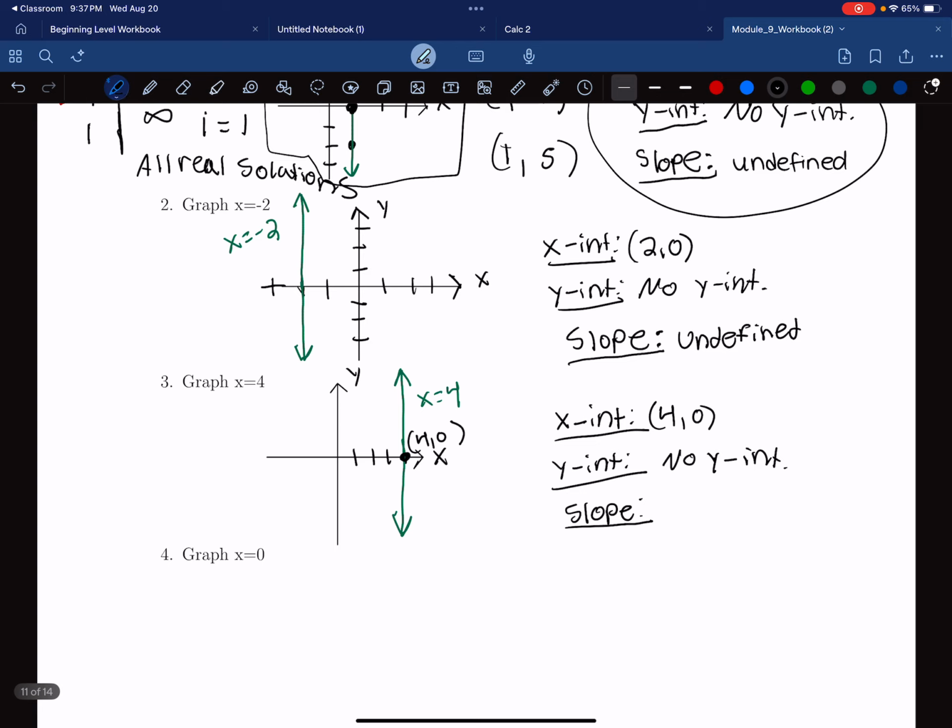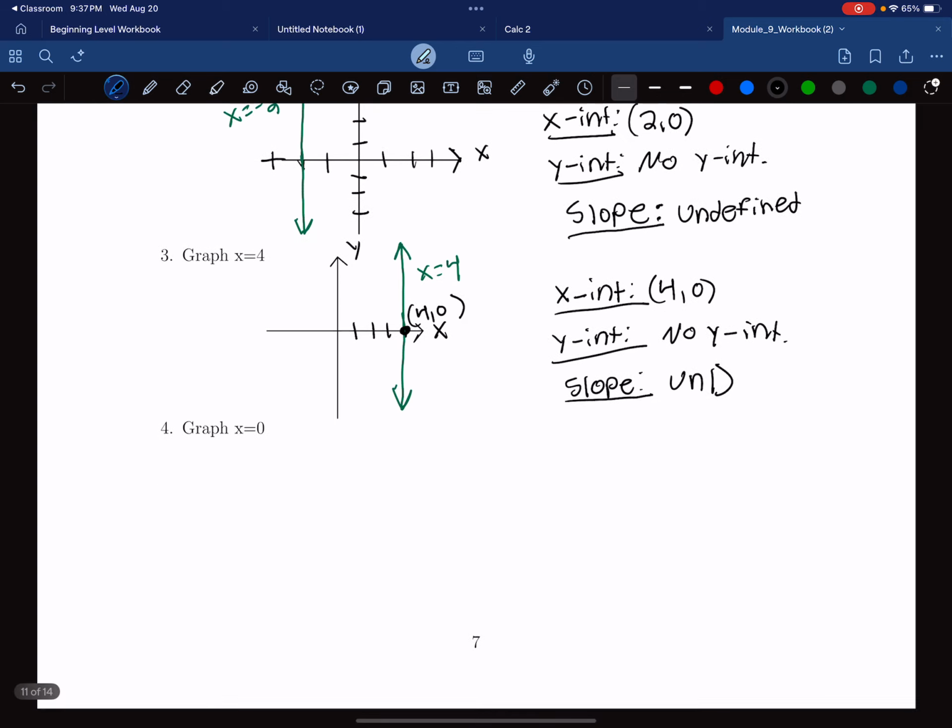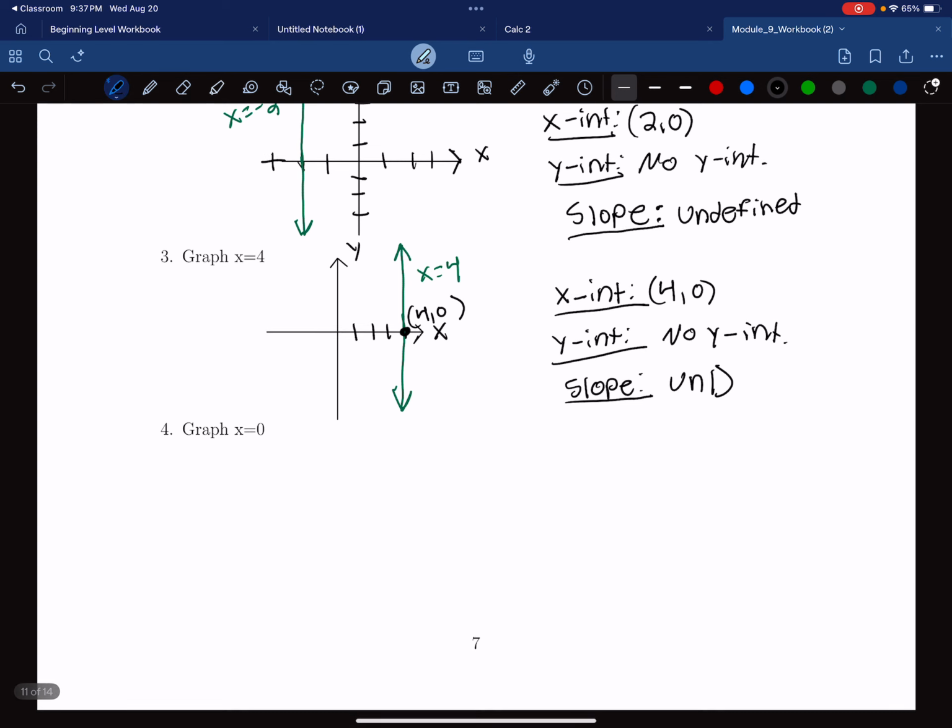And then for our slope, well, the slope is also undefined because there's no run. It's just a vertical line. We can't find a tangible value for our slope.